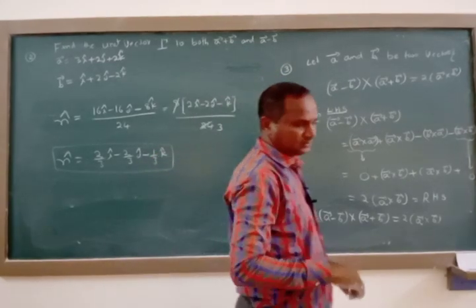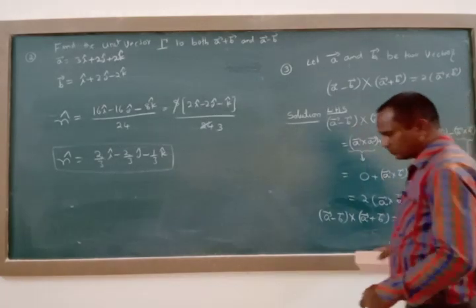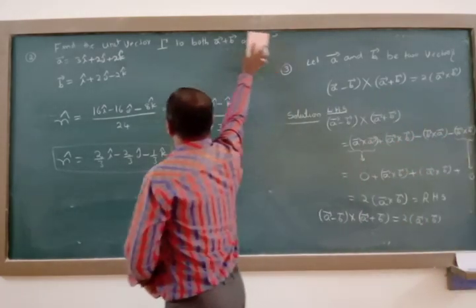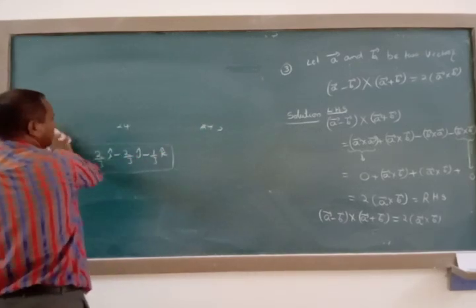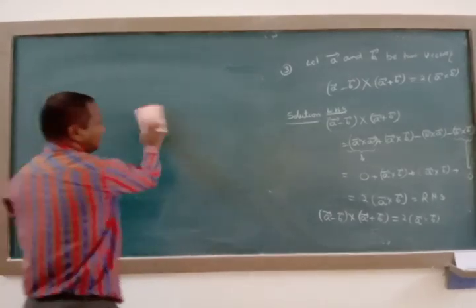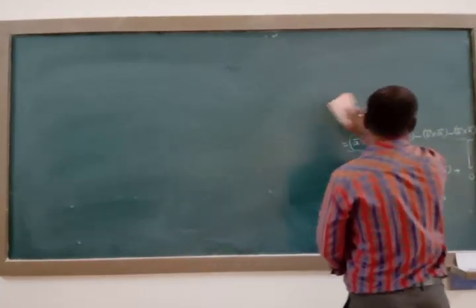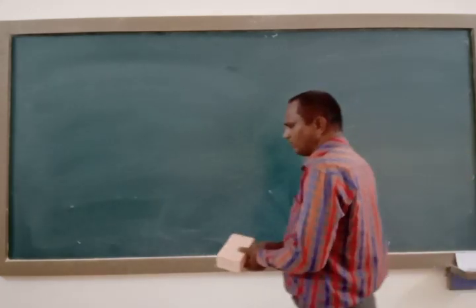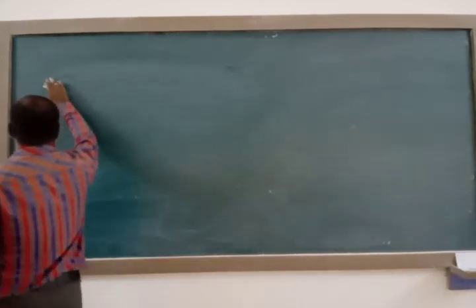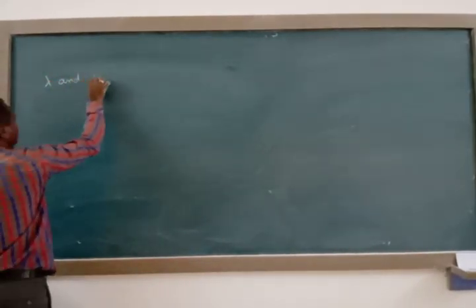Like this. Next question is, they are giving two unknown values lambda and mu. At the same time, between those two vectors they gave cross products. Find the value of lambda and mu.